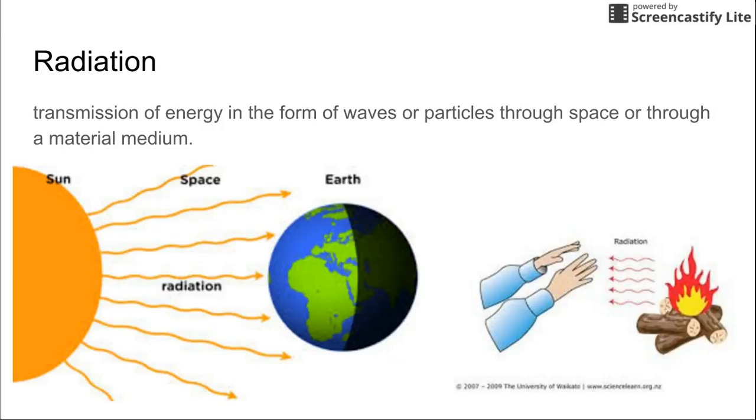The last one we're going to talk about is called radiation. Radiation is the transmission of energy in the form of waves or particles through space or a material medium. So if you look on the left, we have it going through space and then through the atmosphere and the air as the sun radiates heat onto the earth. Or we have it going through some type of air on the right as the fire warms the hands by radiating heat. You can think of this as well as your radiator or your furnace in your house, which tends to heat things up.